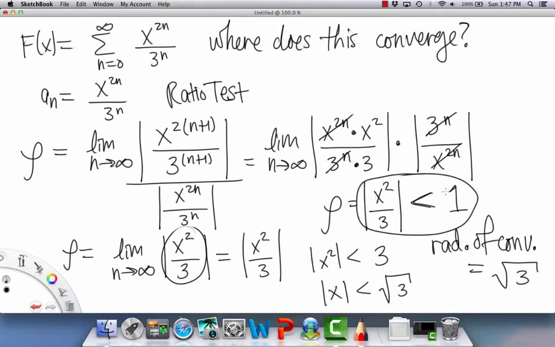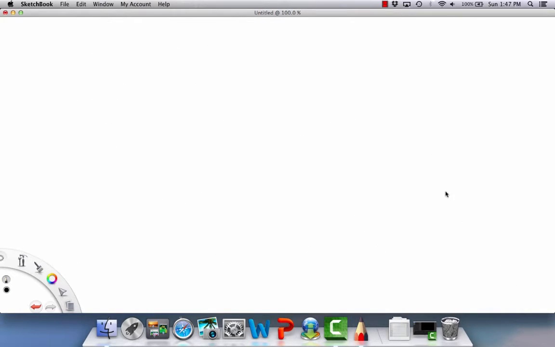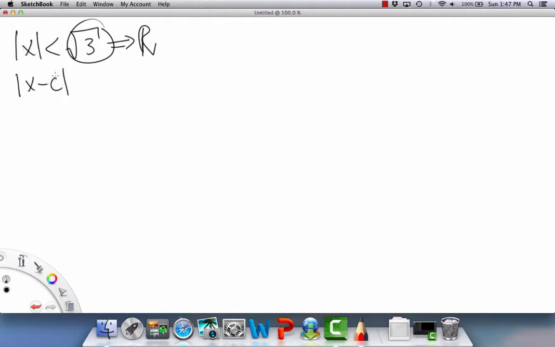I'll continue writing on the next slide so I have some more room. So this is what we have. This is what we ended up with, this here. And this is our r, okay? So that's our r. That's our radius of convergence. And also, as you see here, x minus c, our c is 0. So our center is 0.